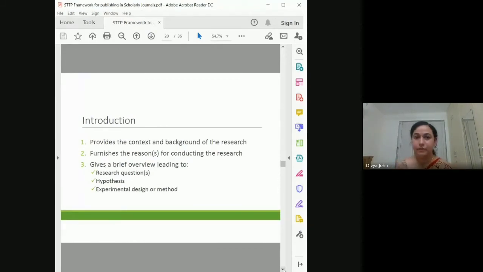Generally, for an introduction, you have 3 paragraphs. In the first paragraph, you talk about the context and background of the research. The second is on the reasons for conducting the research. And the third one is giving a brief overview of your research. Then you include your research question towards the end of the introduction. You also include, in the overview, your experimental design or method that you have used. Okay, we move on to the next slide.